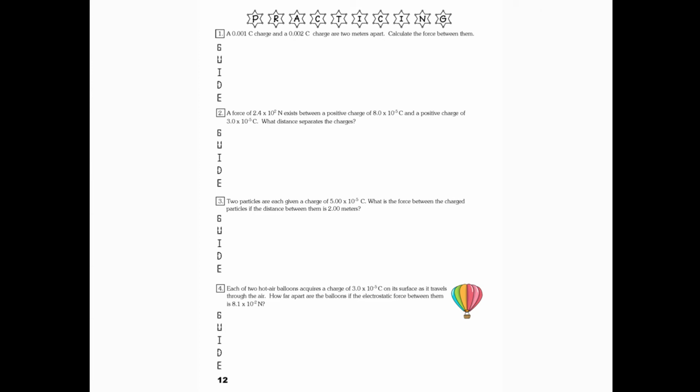We have 2 4/10 times 10 squared. I made this a little bit more accurate than in the problem. 2 4/10 times 10 squared newtons. So that is a force, and this is electrostatic force, between a positive charge of 8 times 10 to the negative 5 coulombs. Coulomb is the SI unit of charge, and the symbol for charge is Q.